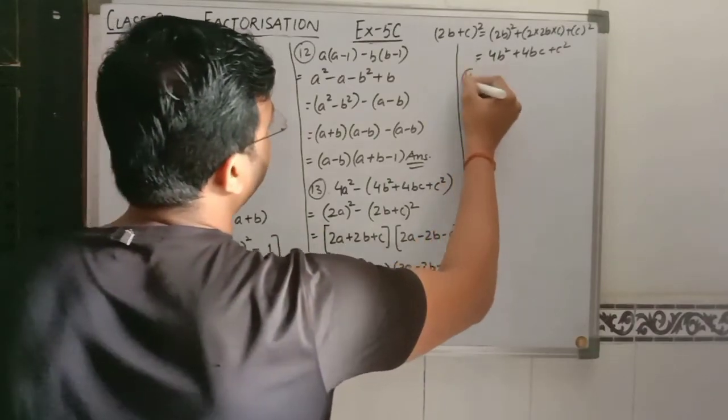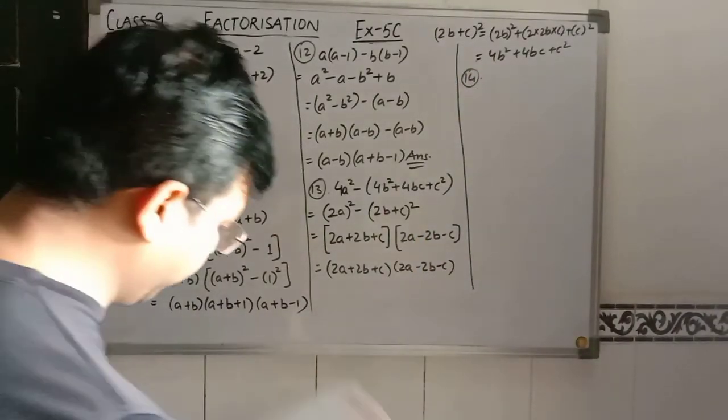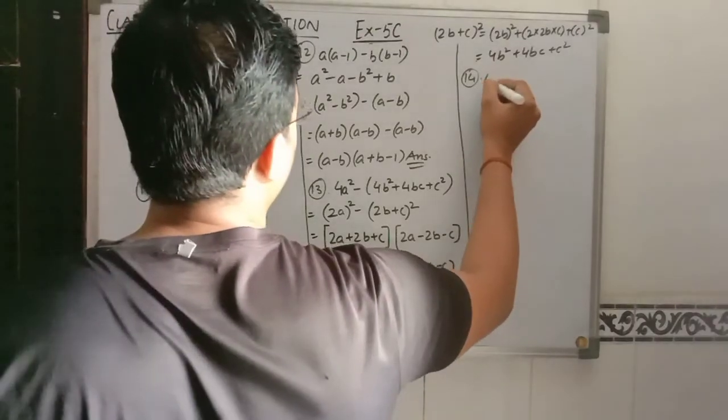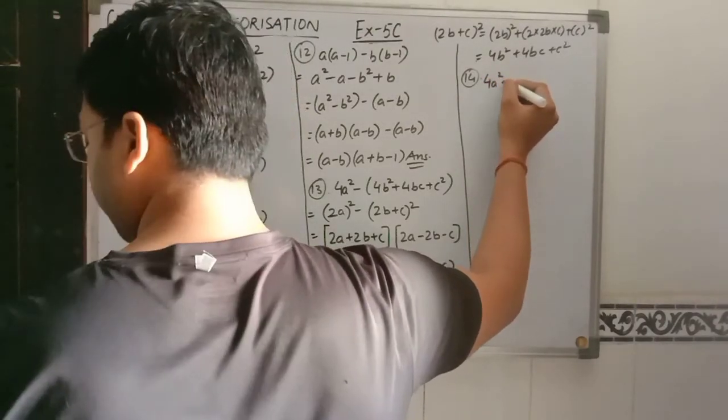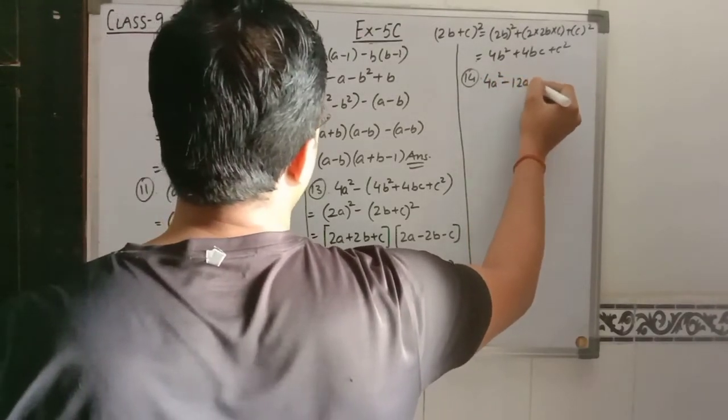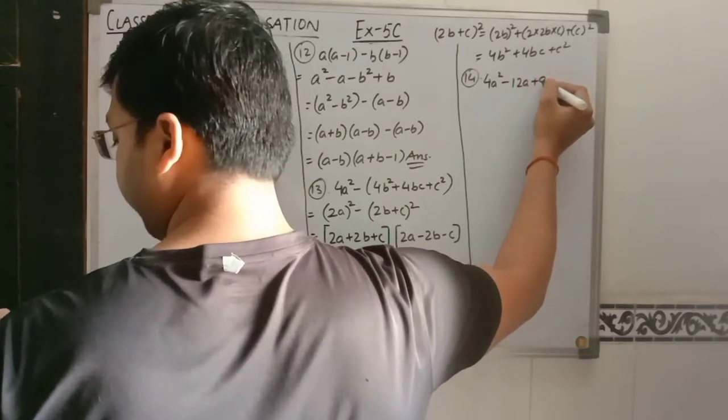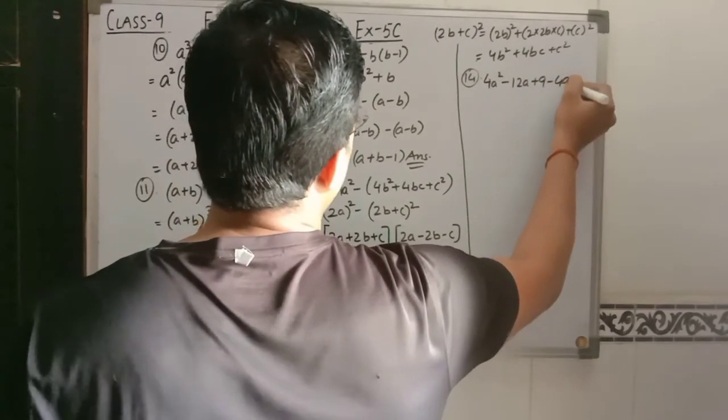Now proceeding further, we are coming to question number 14. It is saying 4a square minus 12a plus 9 minus 49b square.